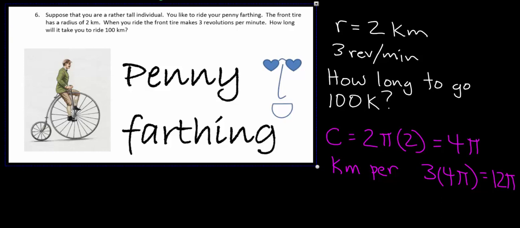Okay? Now the question is, how many of those are in 100 kilometers? Because every minute you go 12 pi kilometers. So if you're wanting to know, well, how long is it going to take to go 100 kilometers? You got to say, well, how many of those are in there? Because every minute you go that far. So it's 12 pi. And whatever that turns out to be, that's how long it will take you to go 100 kilometers on your penny farthing. As the giant that you are.